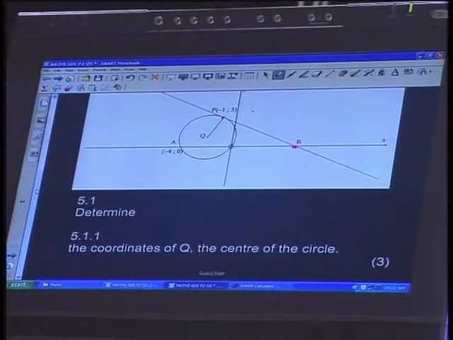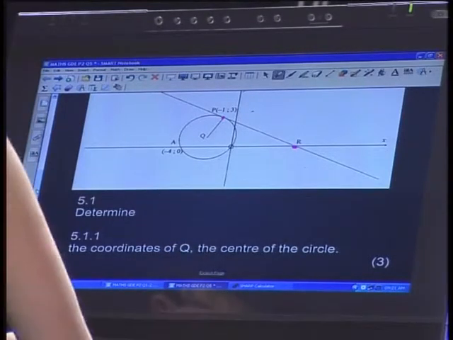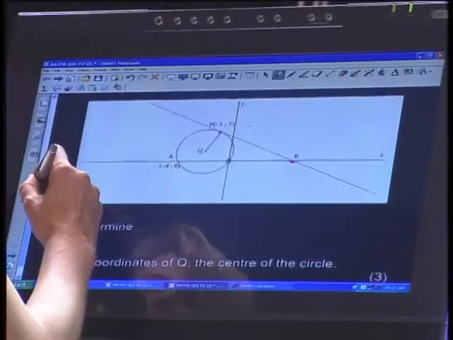And our first question then, determine the coordinates Q of the center of the circle. So by this time in your matric career, this shouldn't pose too much of a problem. Remember that we've got to get the equation of the circle into standard form. So we've got to complete the square. So let's do that.